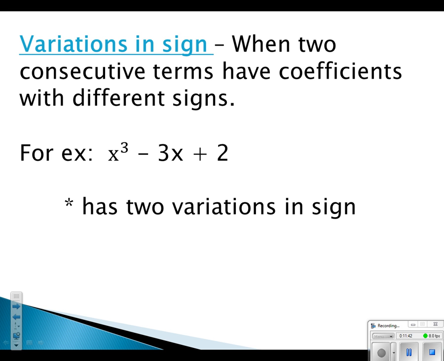All right, so for example, the function that I put on this slide here, x cubed minus 3x plus 2. This one goes from positive to negative right here. There's one variation in sign. Then I go from this one being negative to this one being positive. There's another variation in sign. It went positive to negative, negative to positive. Two variations in sign. Okay, now what is that going to offer us?